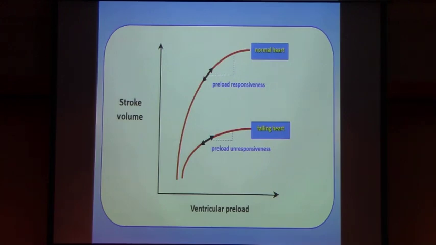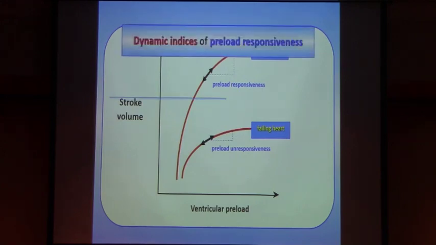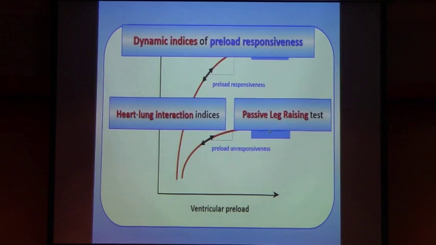And what is a dynamic parameter? This is something which can quantify the slope of the Frank-Starling curve at the time you decide to give a treatment to your patient. And we have two categories of dynamic indices: heart-lung interaction indices and the passive leg raising test.